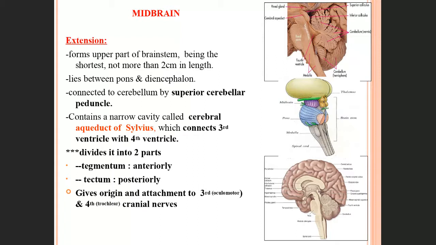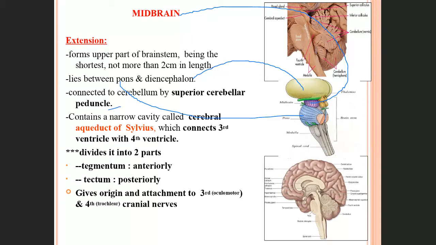This is the diencephalon and this is the pons. So this part is the midbrain. The midbrain is present between the diencephalon and the pons. Now it is clear? Yes. It is connected to the cerebellum by the superior cerebellar peduncle.